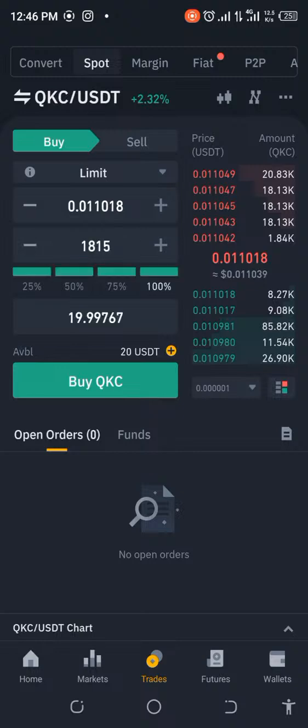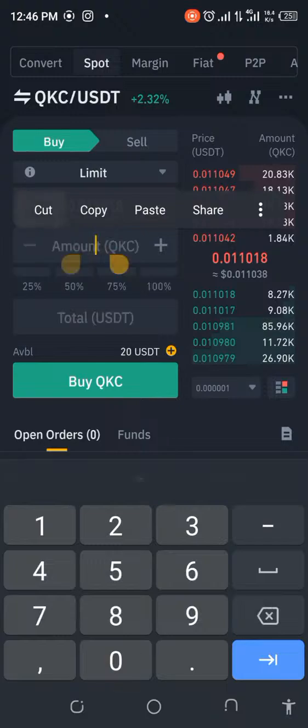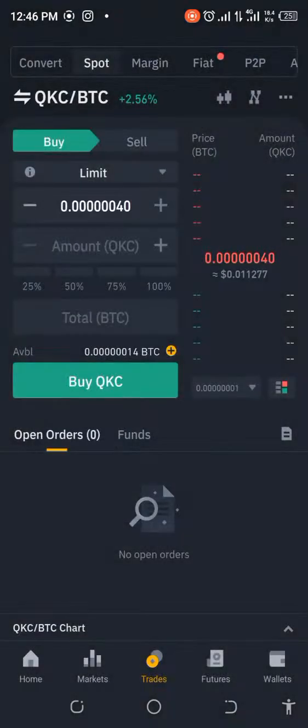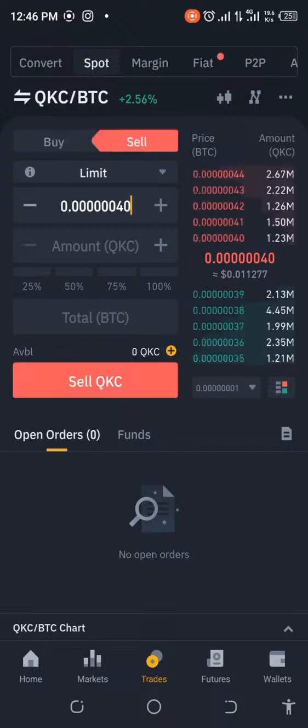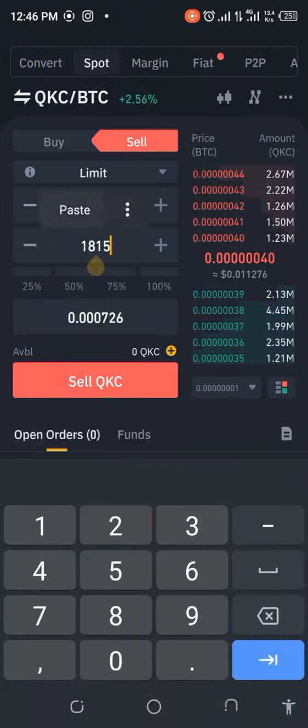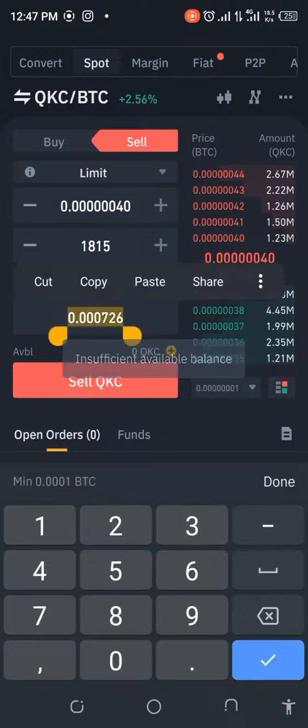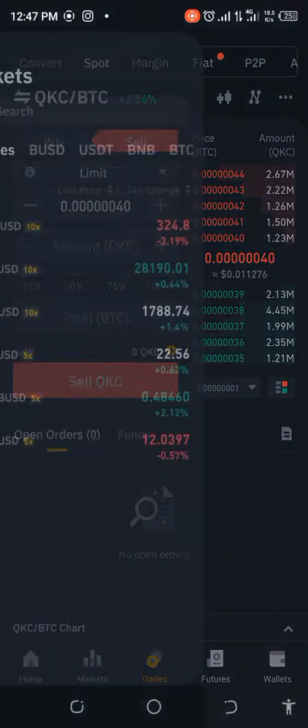Okay, it's not picking up everything. It's just doing 19.99. That's 1815. Let's check that out. So cut that. Go straight to BTC. Okay, are we still good? And then we'll sell that to BTC. Then you put in there the QKC. Let's see. Okay. Then we'll copy the BTC and let's go see what this is going to give us.